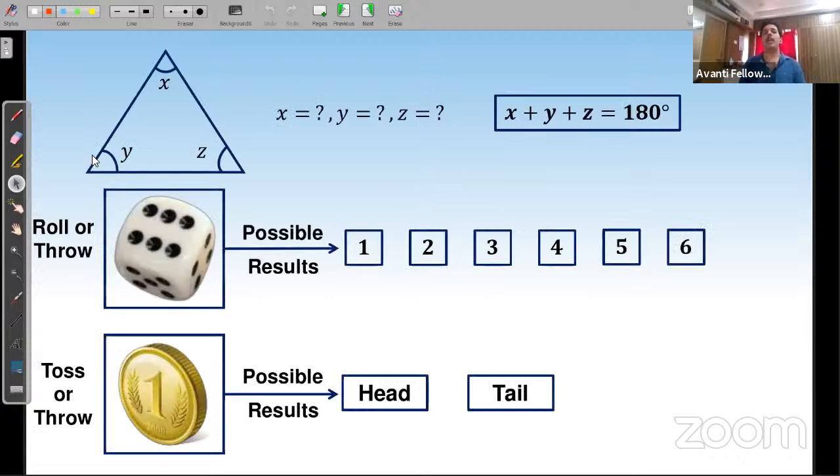Yeah. So look here. If I roll a die, what are the possible outcomes? A die consists of the numbers 1, 2, 3, 4, 5, and 6. Total 6 possible outcomes. These are the possible results, right? And if I toss a coin, I will get a head or a tail, right? Two possible outcomes. For a die, there are 6 possible outcomes, and you don't know which one will come, right? Everyone.